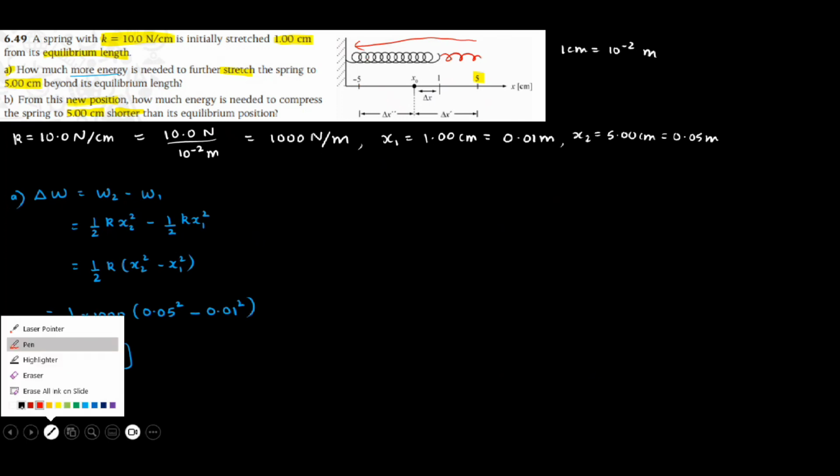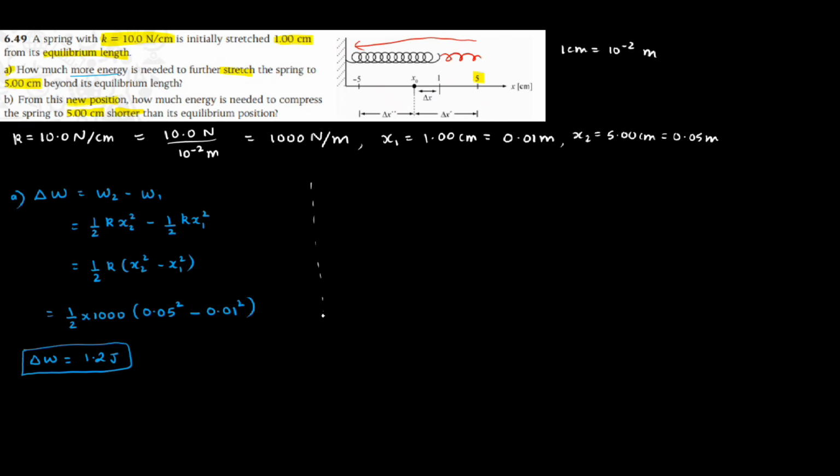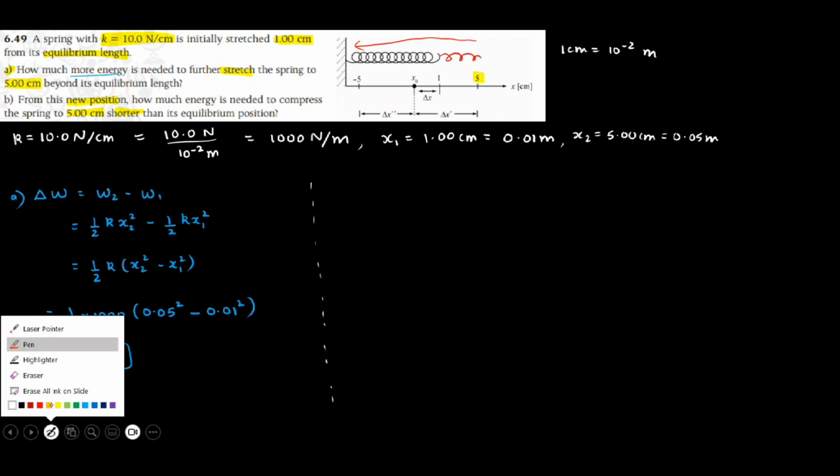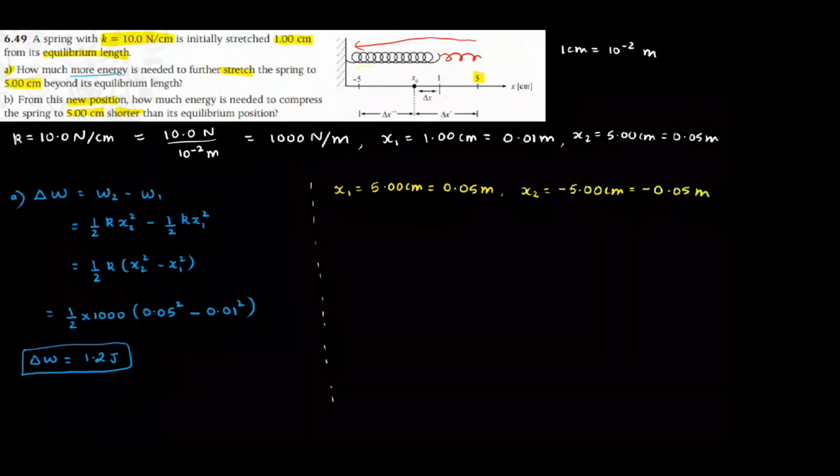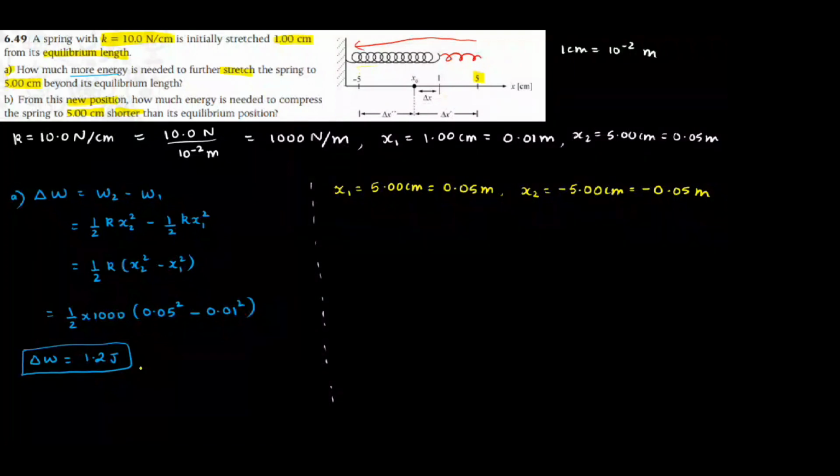So now for part B, I write my values: x1 as 5 centimeter, which will be 0.05 meter, and x2 which will be minus 0.05 meter. The only reason we took it negative here is because now we are compressing the spring. When you stretch the spring, x is taken as positive. Compressing it, we take it as negative. Now we use the same rule.